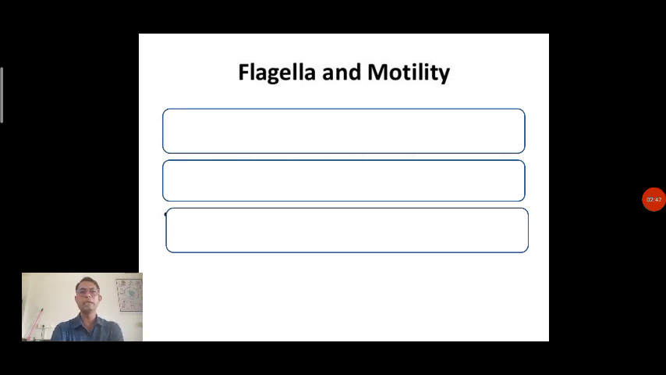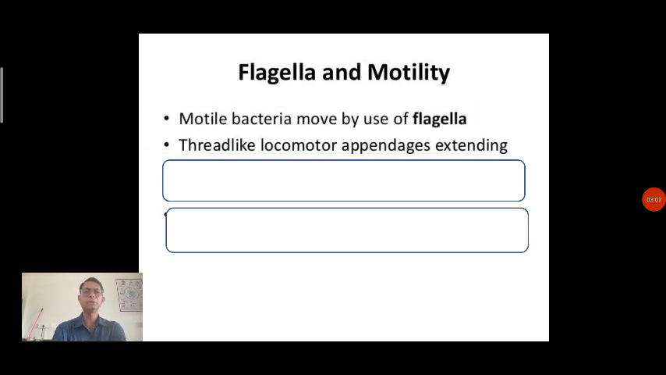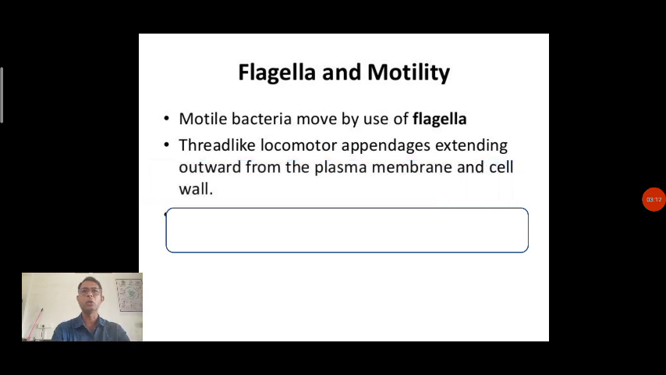Now, obviously, flagella come in different types. For example, sometimes bacteria will go forward, sometimes they will move in a backward direction. For these movement purposes, flagella are available. A motile bacterium moves by the use of flagella. They are thread-like locomotory appendages extending outward from the plasma membrane and cell wall.